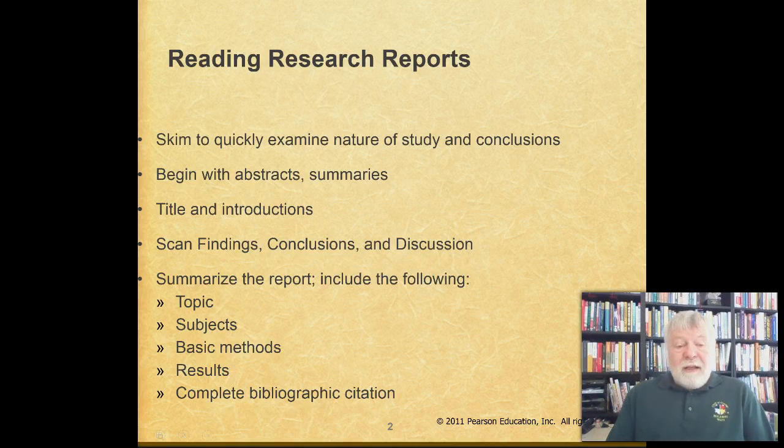Once you have identified that, begin with reading the abstract. The abstract typically summarizes the research problem, the methodology, and also the major findings of the study. So it is a good way to get an initial idea about what the research article is about. Next, look at the titles and the introduction to the research report. Scan the methodology, the findings, the conclusions, and the discussions. And then, as you begin to take notes, you summarize the report.